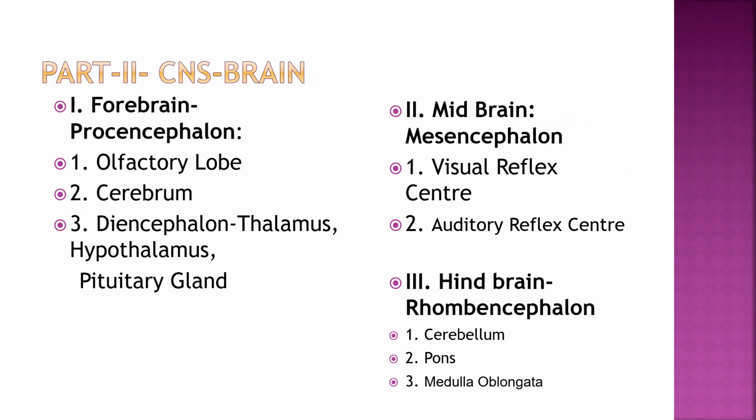Now we will see part 2, that is in detail the central nervous system and other systems. So first is central nervous system. So it consists of brain, and the brain consists of forebrain, midbrain and hindbrain.